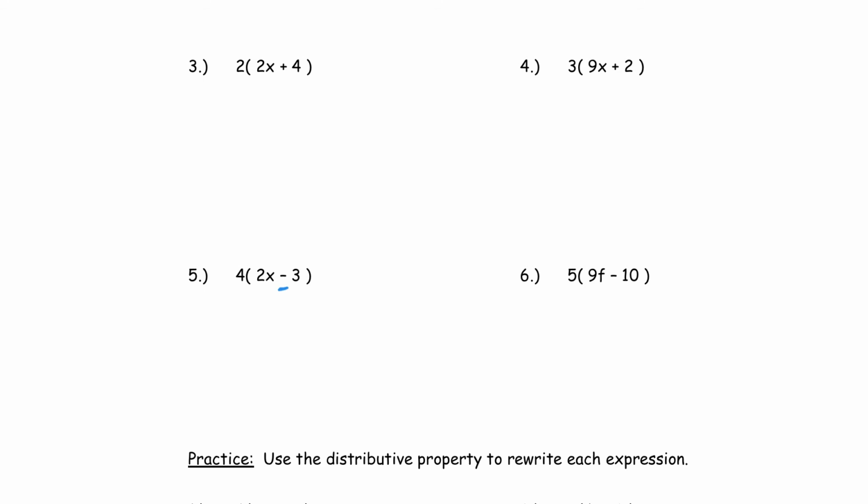I'll do number 3 with you. 2 times 2x plus 2 times 4. And again, remember, this is the distributive property. Nothing new here. All we're doing is bringing that variable along. 2 times 2 is 4. Bring along that x plus 2 times 4, which is 8. They are unlike terms. I cannot add or subtract unlike terms, so I am finished.